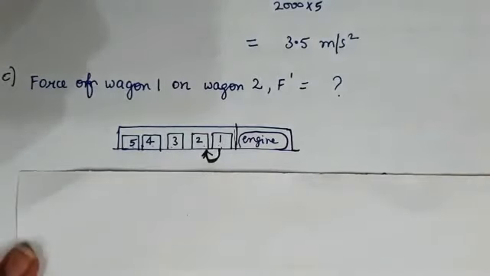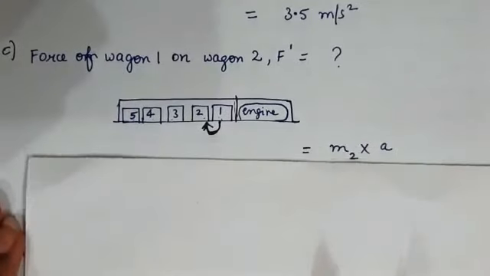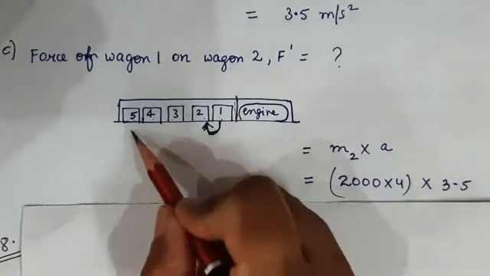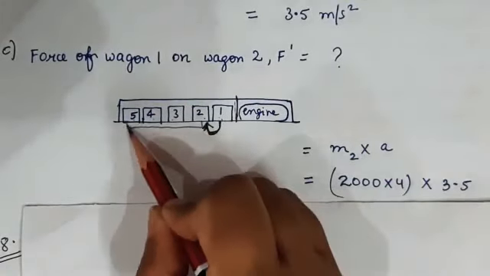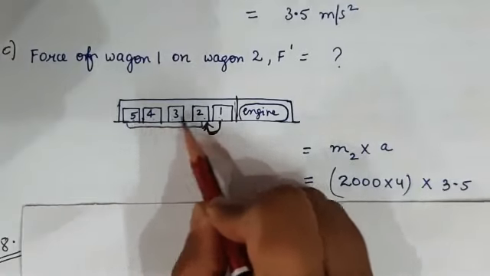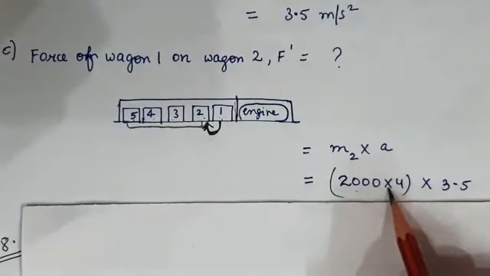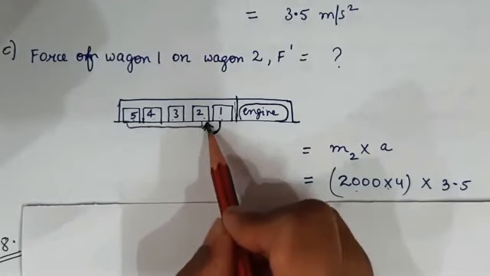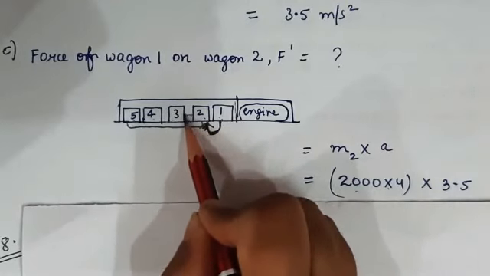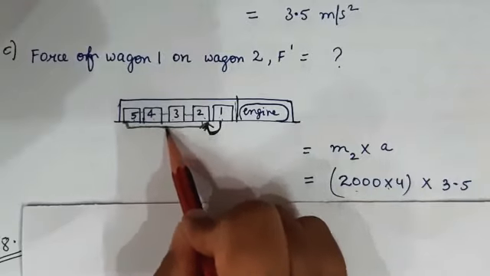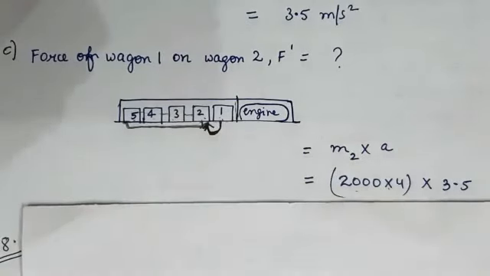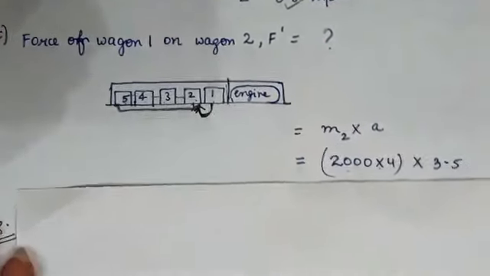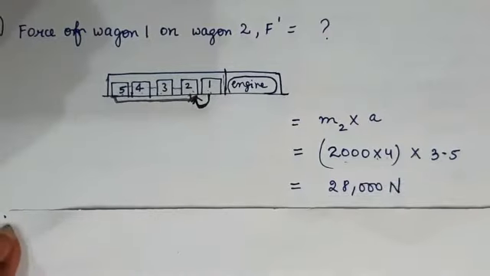Means, what is the formula for force? Force is ma. Okay, now which m we will take? We will take these 4 wagon mass. So 2,000 into 4. Okay, because we have to calculate the force of wagon 1 on wagon 2. So wagon 2 is bonded to 3, to 4, to 5. So that's why we will consider these 4 only. We will not consider 1. So 2000 into 4 into acceleration you have calculated, 3.5. So just simplify. The answer is 28,000 Newton.